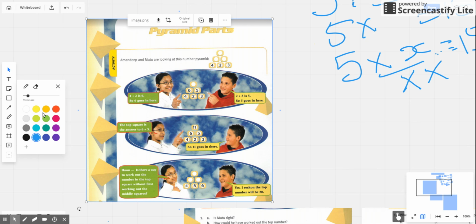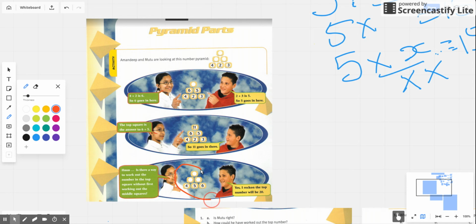Now with the second one here, they're looking at how we would find this top number without having to work out the middle number. Is there a pattern to this? And if we go through and have a look at it, we go 4 plus 5 equals the 9 that goes up the top. And then the next one, so that's this one here, is 5 plus 6, which equals this square here. And that, of course, is 11.